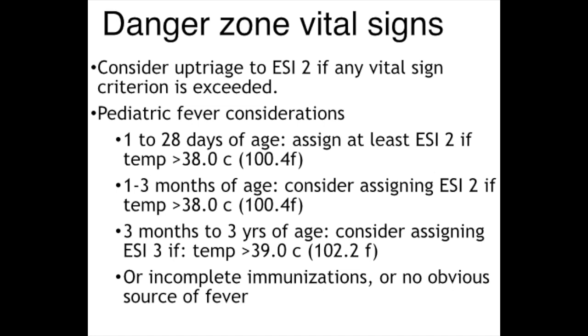If while you're getting the history, the parents say that they have incomplete immunizations, or maybe there's no obvious source of fever, then this is a high-risk situation and the patient should be in ESI 2 and brought back to see a provider.